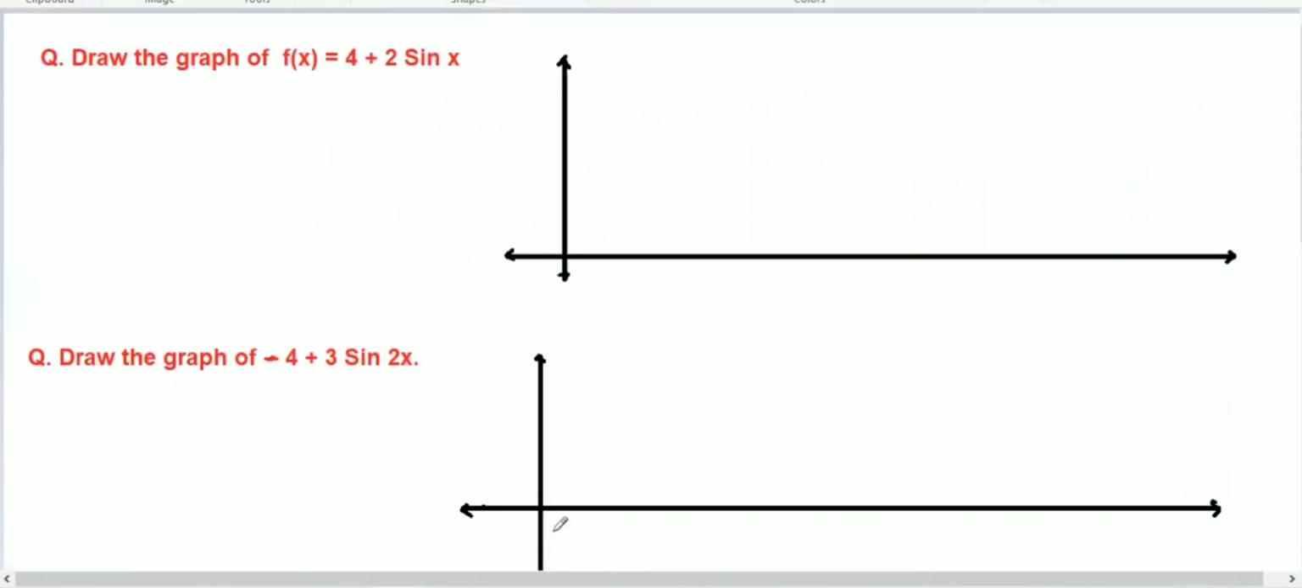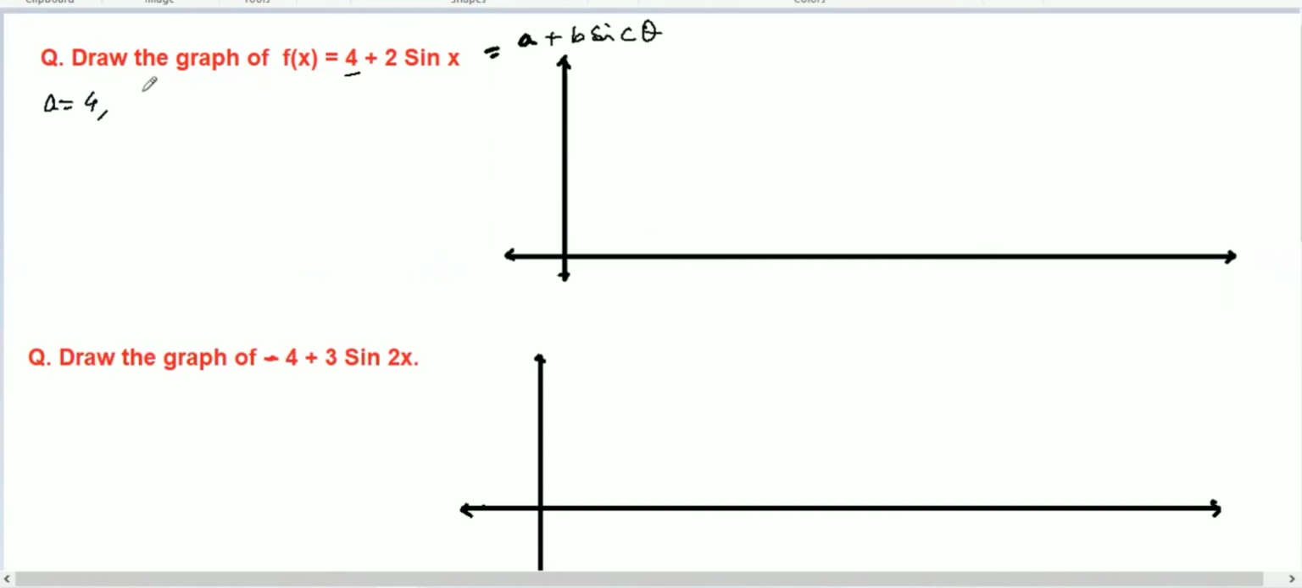Now the next question I have taken, if you want you can pause the video and try to draw this graph. The question is: draw the graph of f(x) equal to 4 plus 2 sine x. This is in the form of a plus b sine c theta. Write down all the information first. So this is your a. a equal to 4 here. What does that mean? 4 is the midway horizontal line.